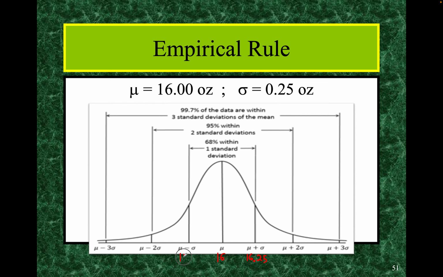Let's write it down. Given the empirical rule, it tells us that 68% of the data points lie within 15.75 ounces and 16.25 ounces. So that's 68% of all the data that you have.